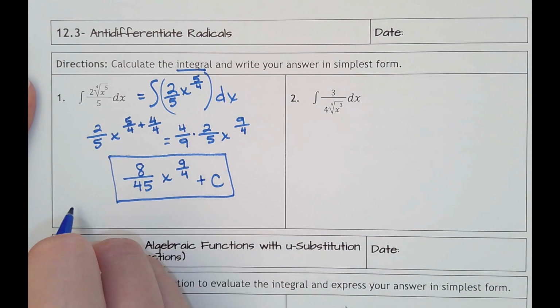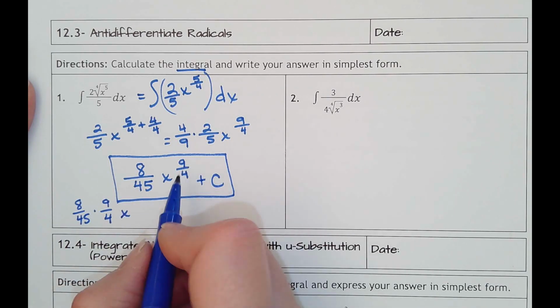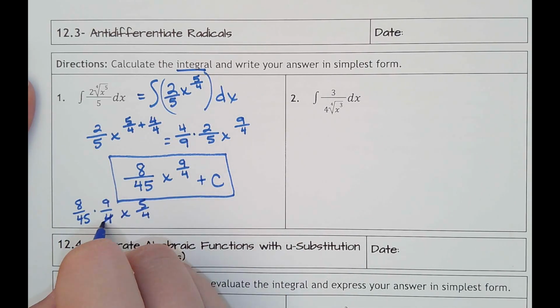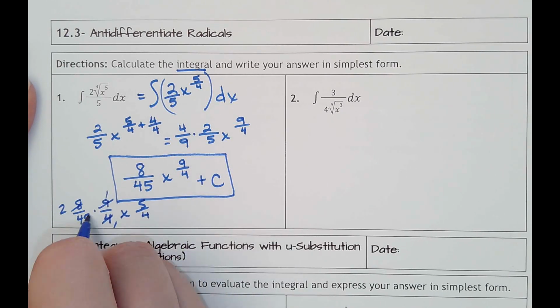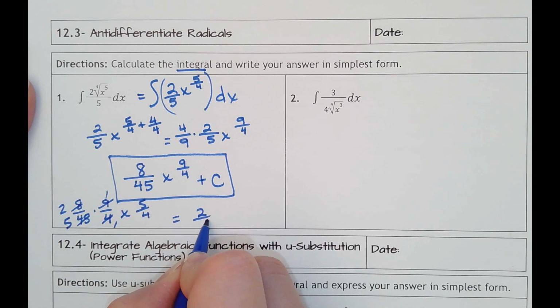Okay, if you wanted to check it, you could. You could think about, okay, if I take 8/45 times 9/4 x to the, you'd subtract 1 or 4/4 from the power, which would be 5/4. This would be a 1, this would be a 2, that would be a 1, that would be a 5. I'd get 2/5 x to the 5/4. So it does still work.